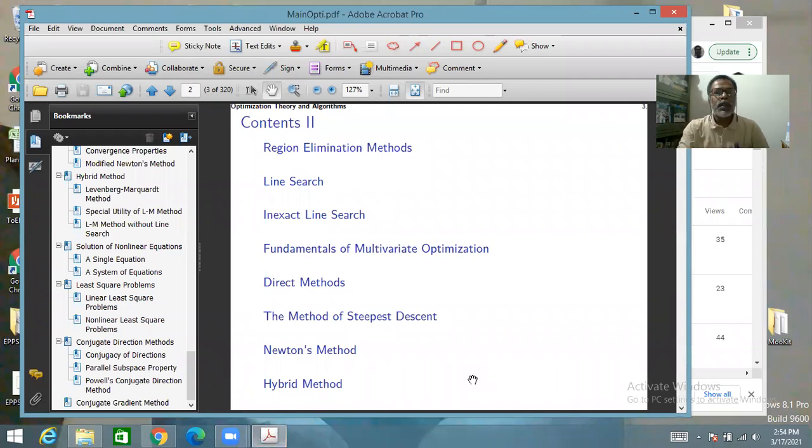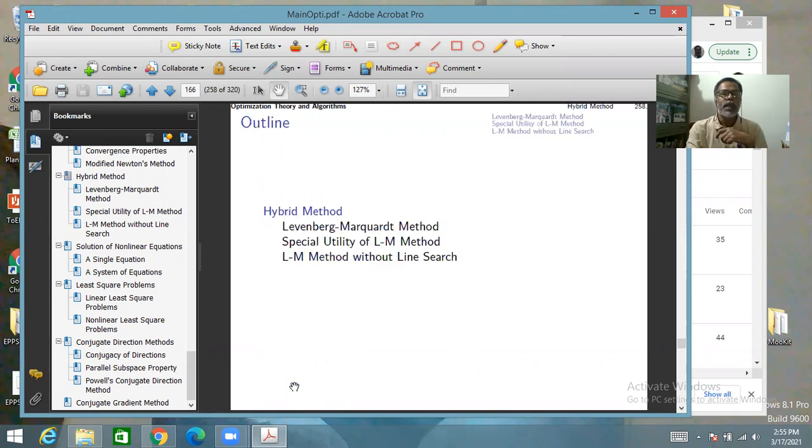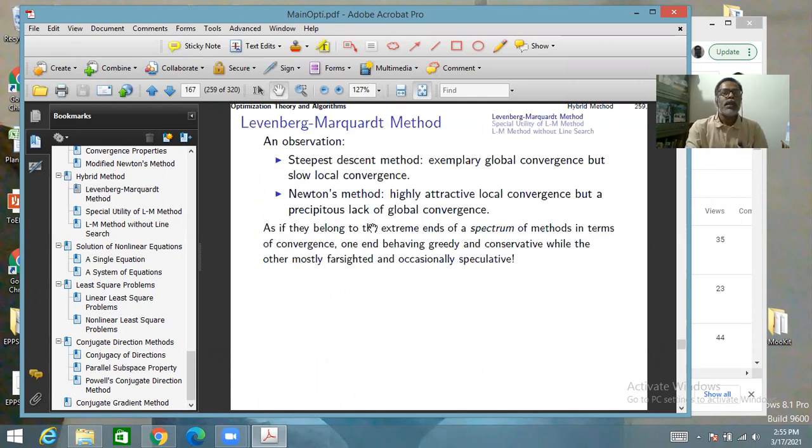Okay, so in the last two lectures, we covered the method of steepest descent and Newton's method. In this lecture, we will see a combination of the two, and that is why it is called hybrid method. So the name of the method is actually Levenberg-Marquardt method. So before going to the method itself, we make an observation.